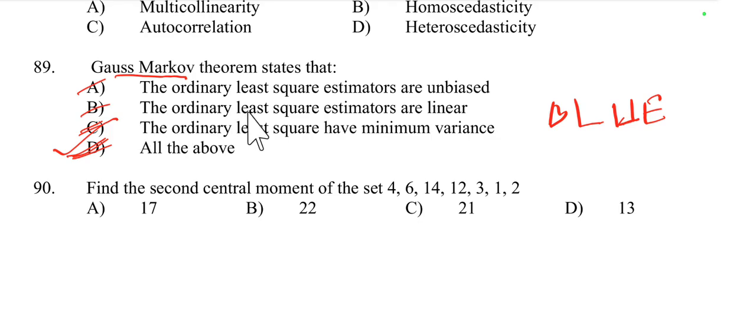Then second one is the ordinary least square estimates are linear. It means the OLS estimators are a linear combination of the observed data. Then third one, the ordinary least square have minimum variance. It means among all linear unbiased estimators, the OLS estimators have the smallest possible variance, minimum variance. They are the most efficient. Thus, the OLS estimators are the best, minimum variance, linear and unbiased estimators under the conditions of Gauss-Markov theorem. So all of the above are right here.